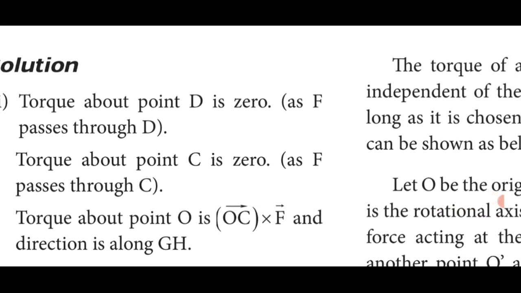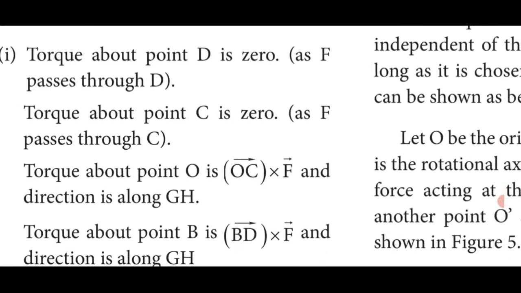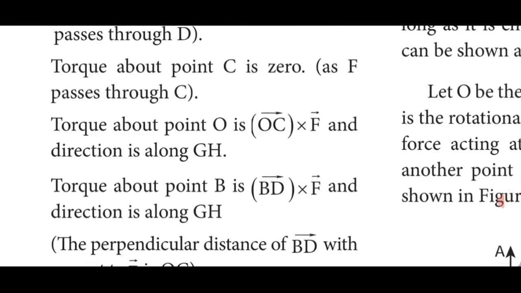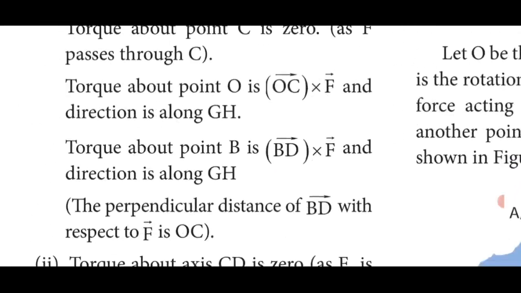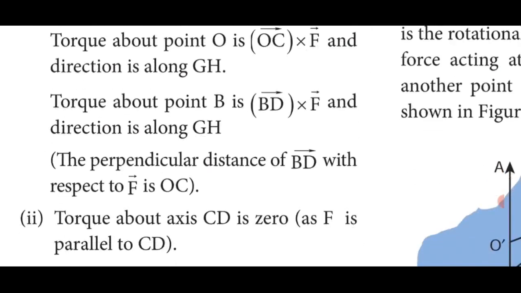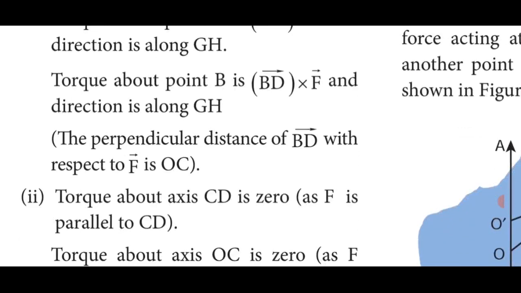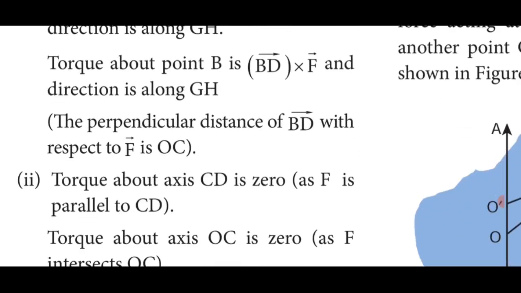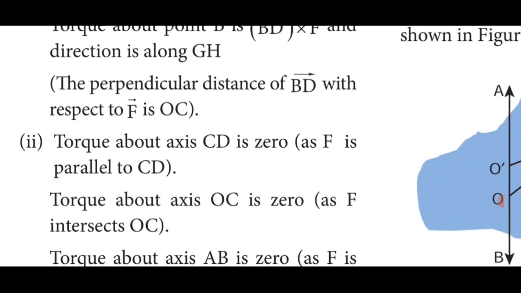So what is the solution? The torque about the point D is 0, since F passes through D. Torque about the point C is 0, since F passes through C. Torque about the point O is OC cross F vector, and the direction is along GH. And about B, it is BD cross F, and the direction is along GH. The perpendicular distance of BD with respect to F is OC.